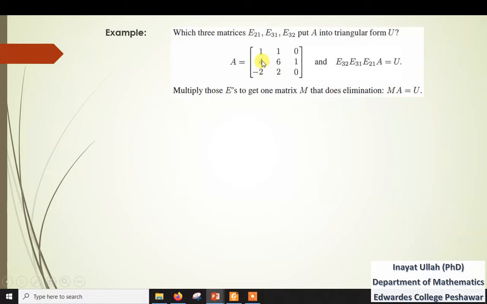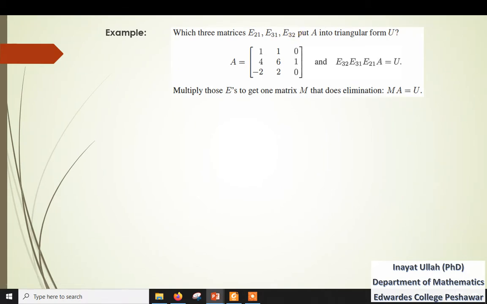Now how could we make this 4 zero? With the help of E21. It means that we will focus on row 2 and row 1, and we need to focus on row 3 and row 1, and we need to focus on row 3 and row 2.